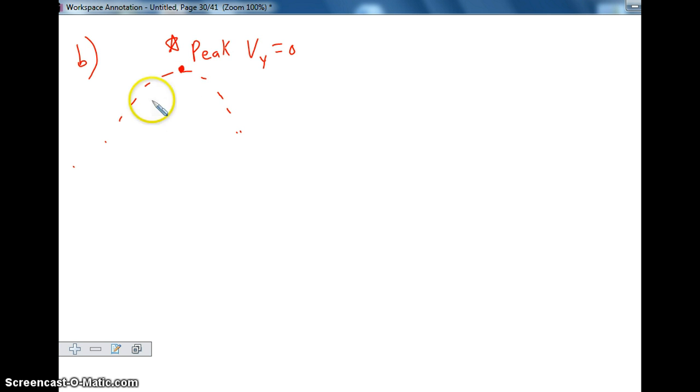So it first asks us to find t when this is happening, and we may still use v initial y is equal to 29.6 meters per second. We still know that g is equal to negative 9.8 on this axis at all times.